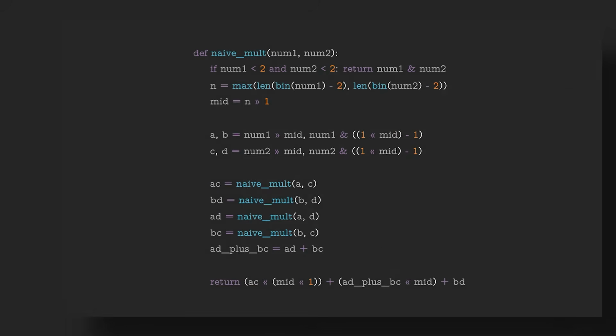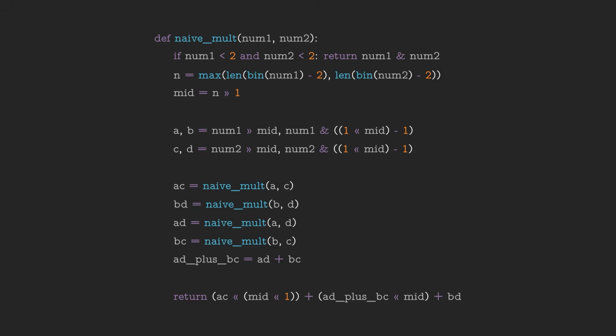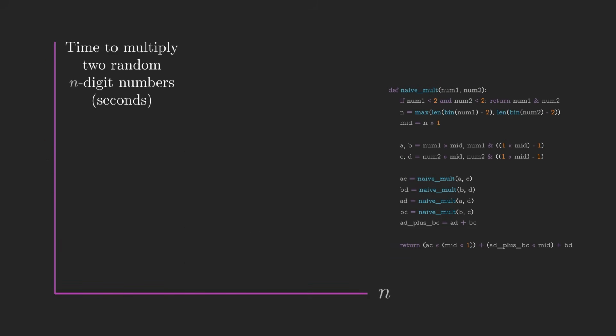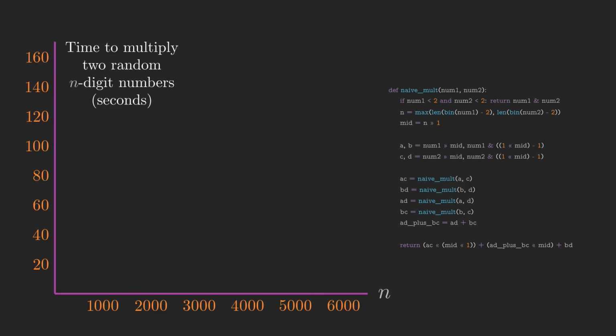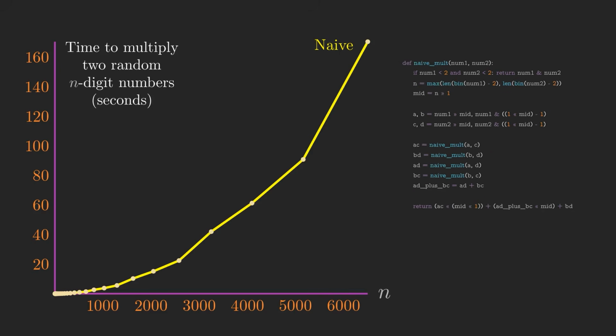But the bottom line is, you can think of this algorithm as a representation of pretty much any normal method of multiplication without some special trick. On the horizontal axis, we have n ranging up to about 6,000, and on the vertical axis, we have the time in seconds taken to multiply 2 random n-digit numbers on my computer. You can see we get a parabolic looking shape, which is to be expected because of the O of n squared time complexity. Next, I tested my implementation of Karatsuba's algorithm.